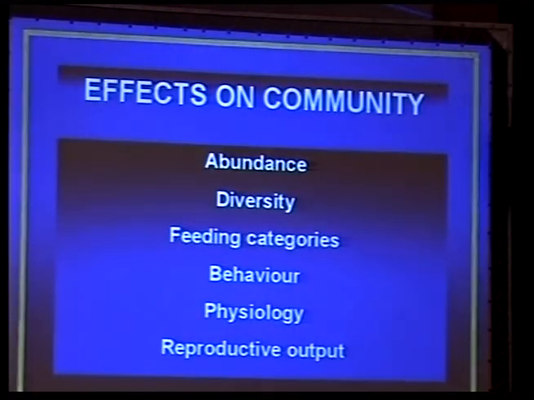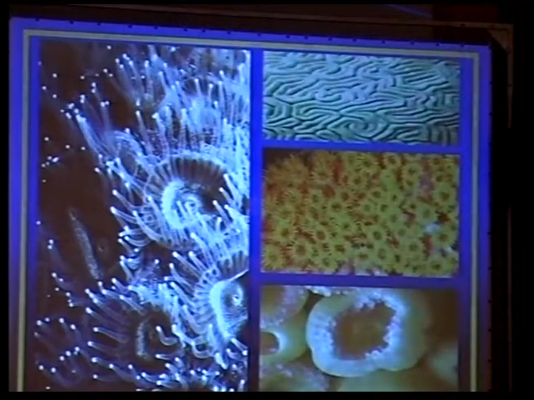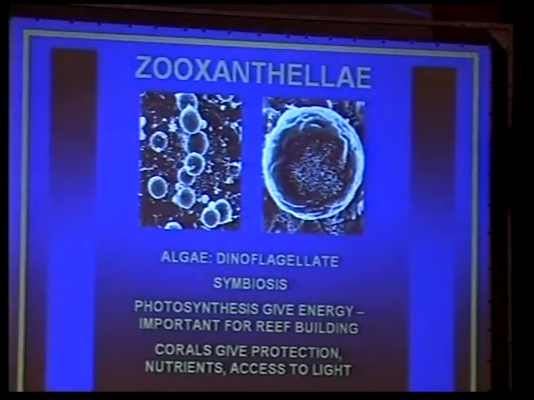Okay. When we look at communities, these are some of the variables we look at. Of course, abundances, diversity, feeding categories, but also behavior, physiology, and reproductive output. We are all familiar with coral reefs in this audience. We have all seen these kind of sites flying across the Western Indian Ocean, or most of us have been diving on them, built up by these small polyps that live in symbiosis with this algae, the zooxanthellae. And yesterday I heard a very interesting talk of Visram of the zooxanthellae, and I learned a few new things. And we will get back to this algae.